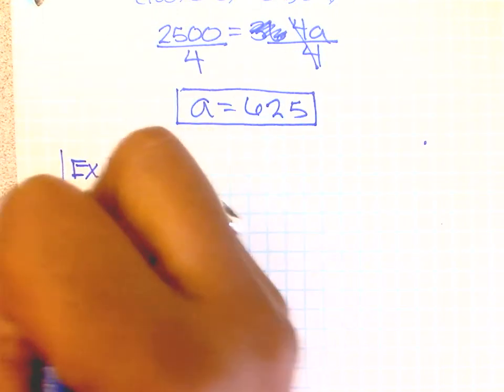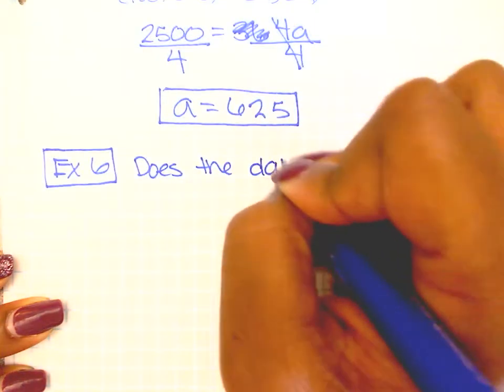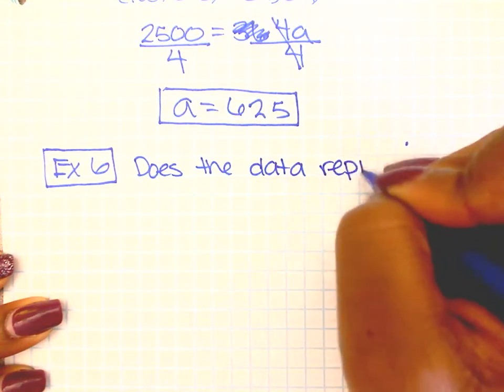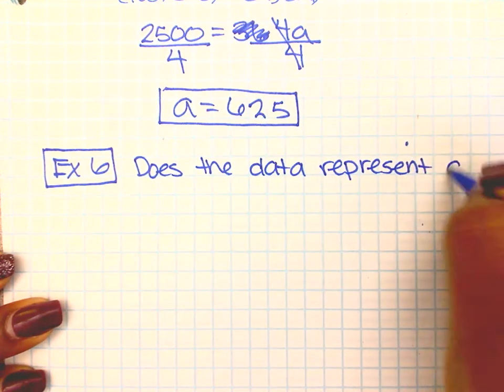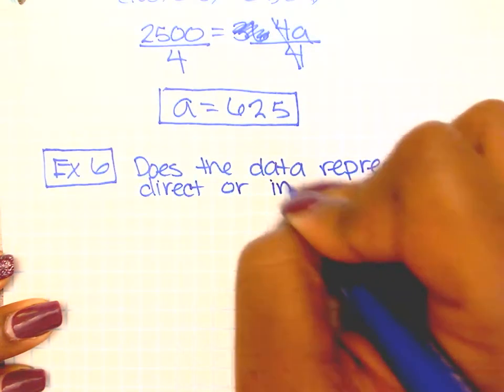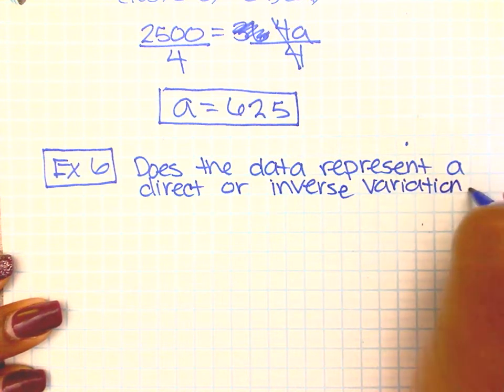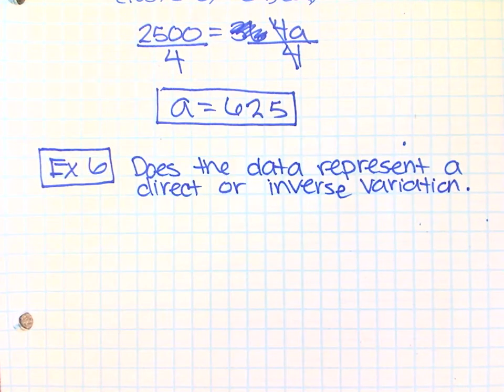Example 6, the last one. Example 6 basically asks you, does the data represent a direct or inverse variation? So they're going to give you some sort of graph, and you have to say, is it going to be direct or indirect? So your answer is going to either be inverse or direct.